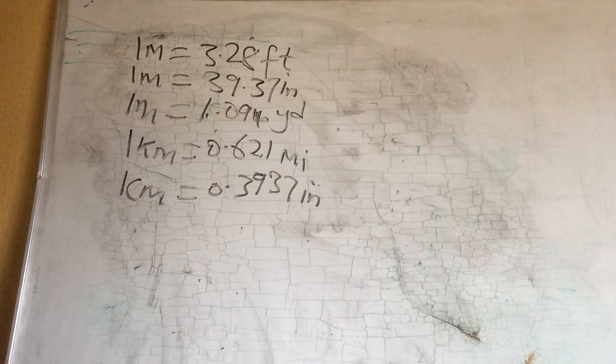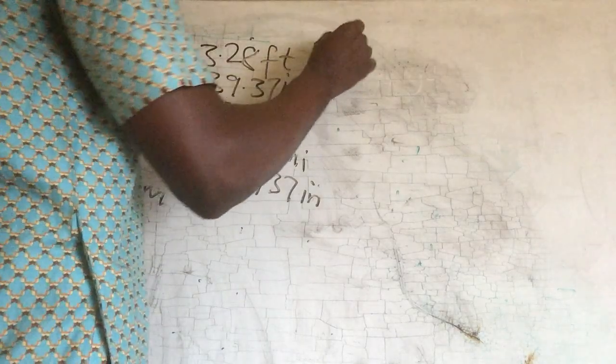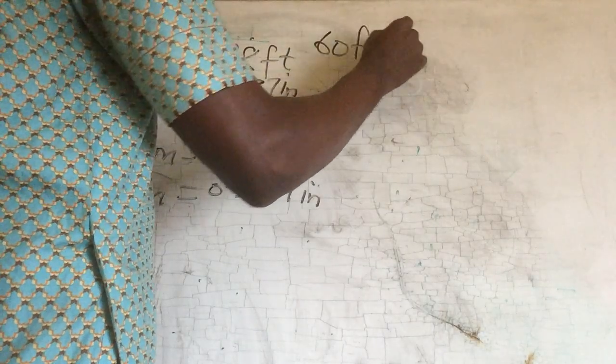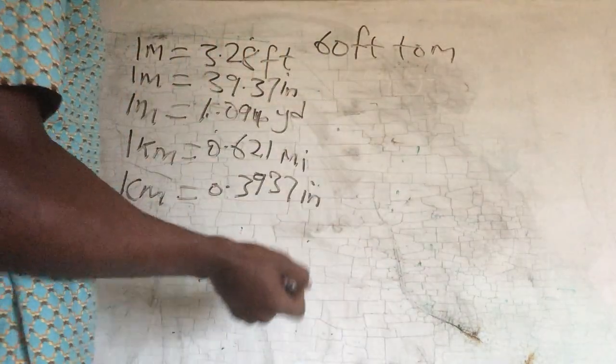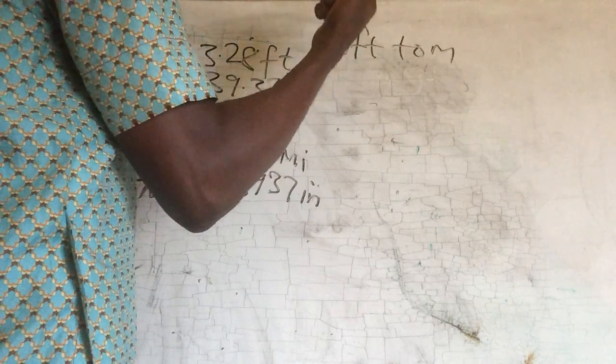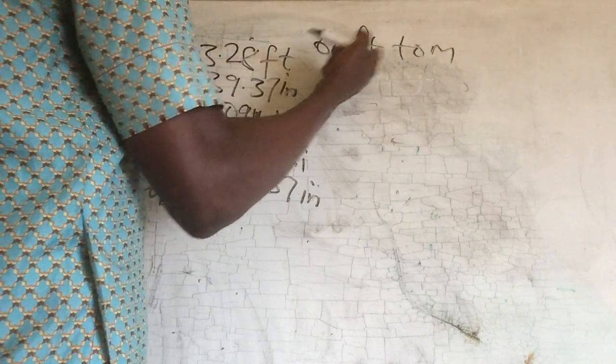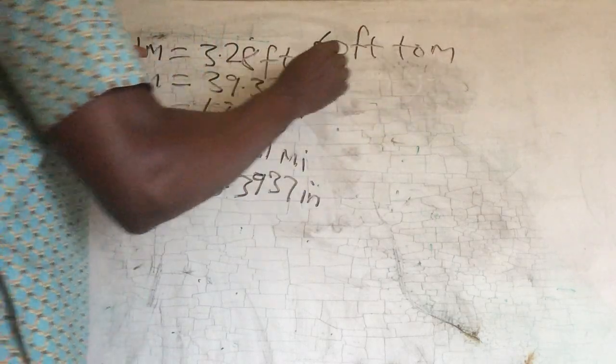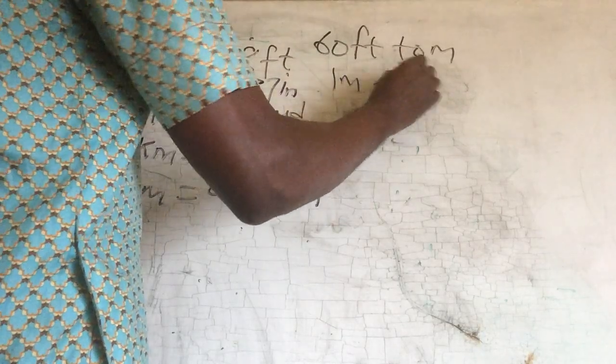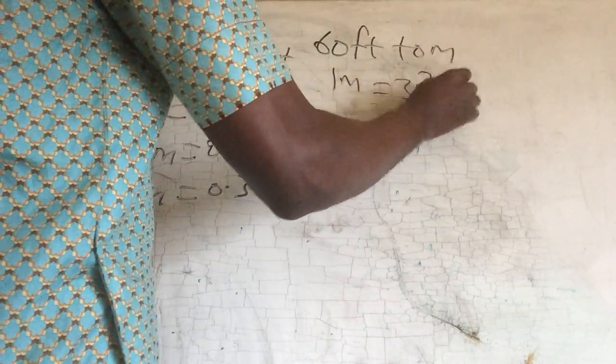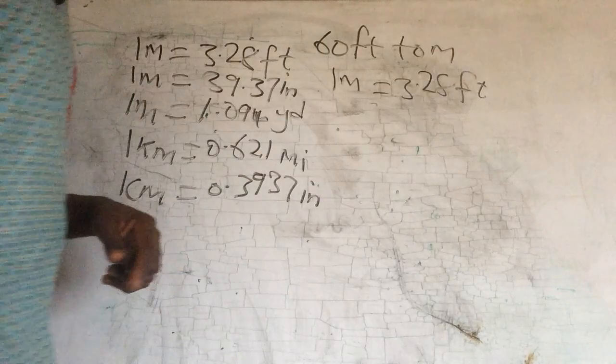So the question may ask you to convert 60 feet to meter. It's still the same thing. What is the relationship between feet and the meter? The relationship is 1 meter is equal to 3.28 feet.